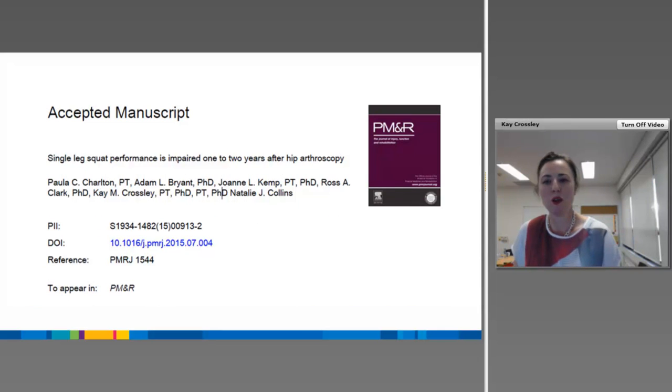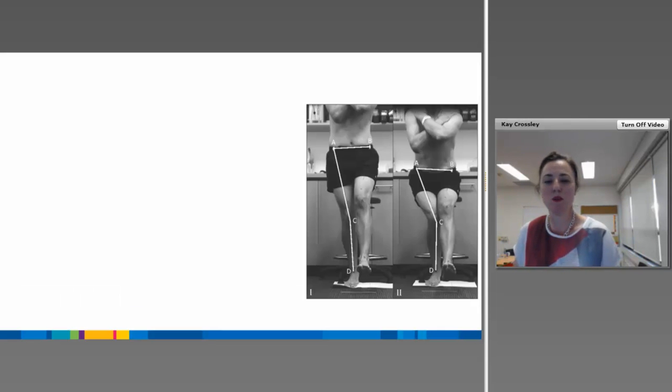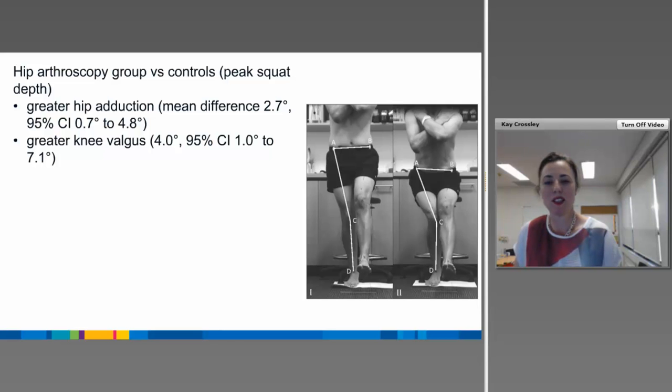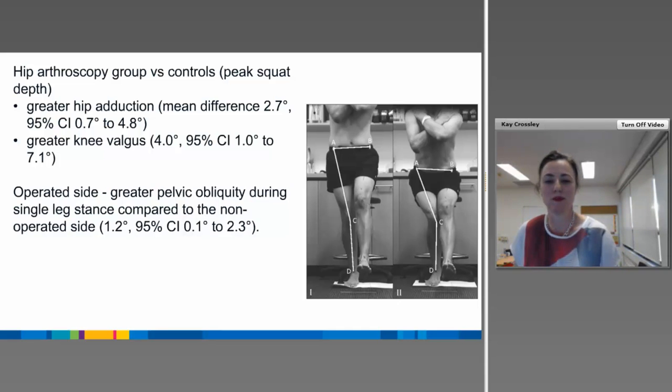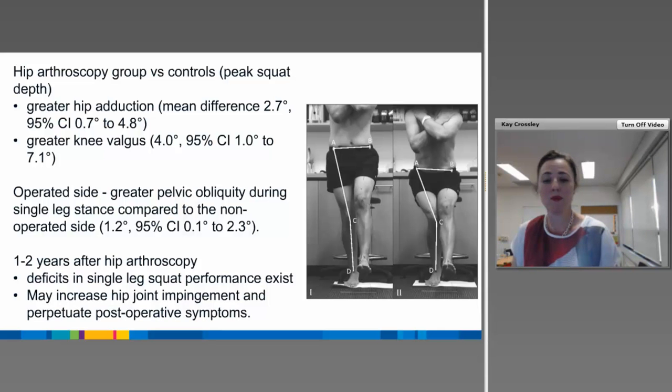And what about particular angles during the single leg squat performance? And what we found here was that when we compared people who had had hip arthroscopy to healthy controls, at the peak squat depth, so in the second picture in this figure, patients who had had hip arthroscopy had greater hip adduction angles and also greater knee valgus angles compared to healthy controls. We found that patients who had had hip arthroscopy on their operated side had a greater pelvic obliquity during the single leg stand compared to their non-operated side, where their pelvis went into a greater tilt laterally.